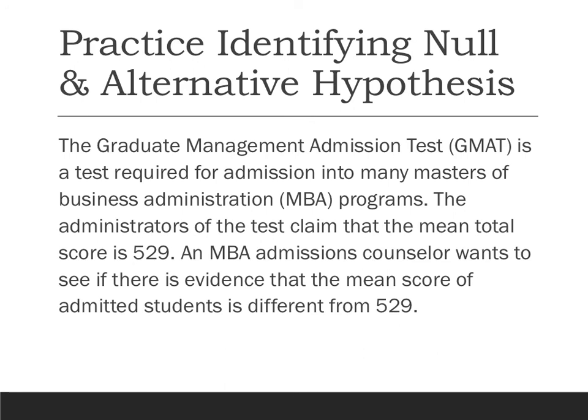The administrators of the test claim that the mean total score is 529. An MBA admissions counselor wants to see if there's evidence that the mean score of admitted students is different from this number. So, null and alternative. Now, we do have a clue here. We have the word mean score. So the mean, that immediately tells us I'm using mu.